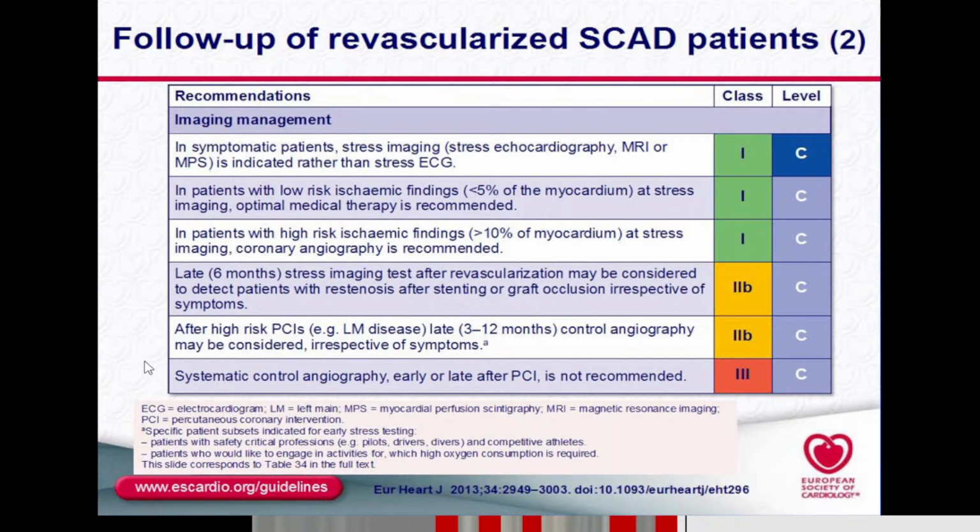And after high-risk PCI, late from 3 to 12 months control angiography may be considered irrespective of symptoms. And what about the systematic control angiography earlier or late after PCI? It is not recommended in general.